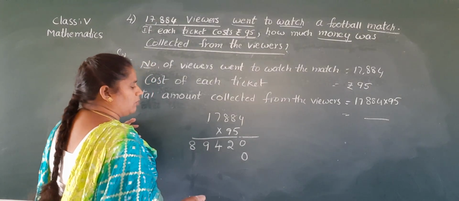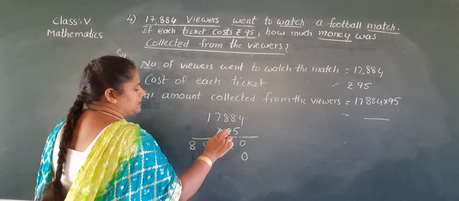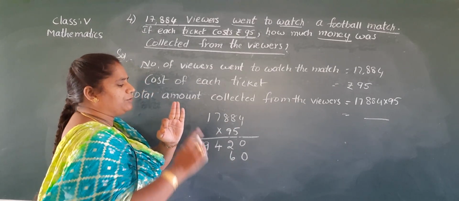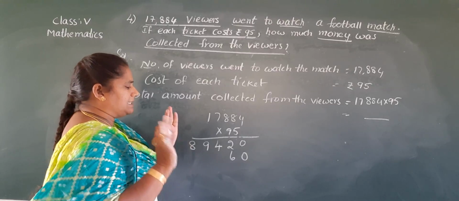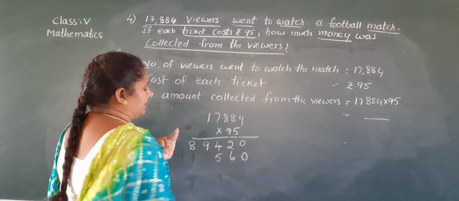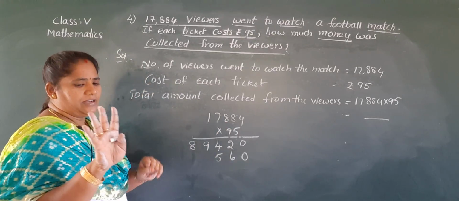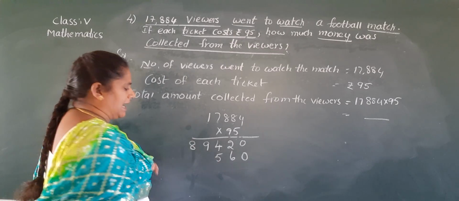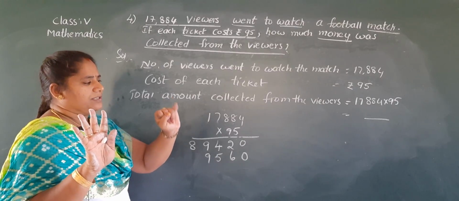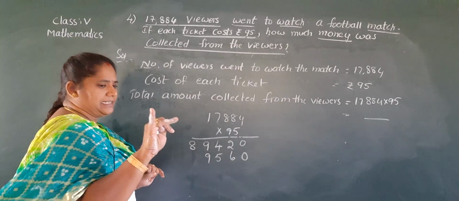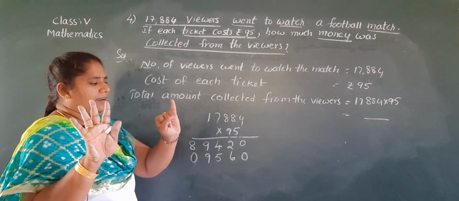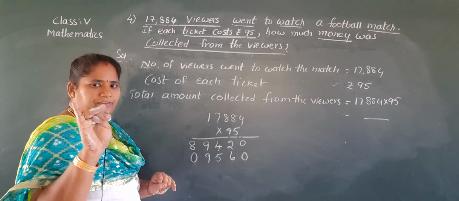Now 0 keep in the ones place, start from the tens. 9 fours are 36. 3 in hand, 6 is down. 9 eights are 72 plus 3, 75. 7 in hand, 5 is down. 9 eights are 72 plus 7, 79. Again 7 in hand, 9 is down. 9 sevens are 63 plus 7, 70. 7 in hand, 0 is down. 9 ones are 9 plus 7, 16.